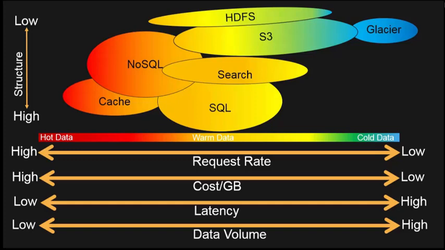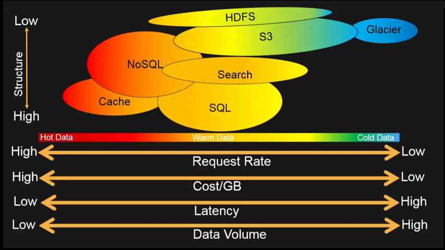Then use the cost to break the tie in some cases. What I've done here is the structure on the left side is low to high. For example, data in S3 is low structure. It's a key value, whereas a SQL is well structured, it's high, so SQL is below S3.